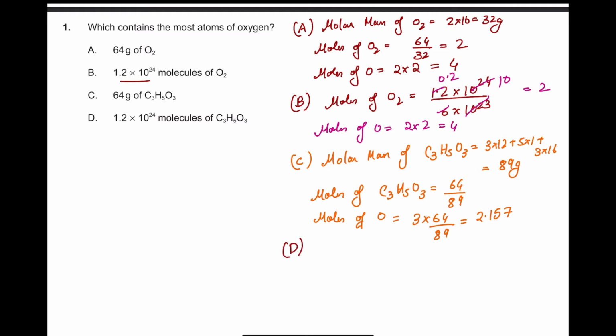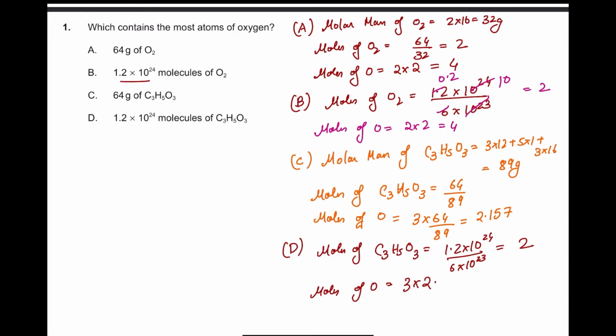Lastly, while analyzing option D, we have 1.2 times 10 to the power 24 molecules of C3H5O3. So directly moles of C3H5O3 would become 1.2 times 10 to the power 24 divided by 6 times 10 to the power 23. So it would come as 2. So moles of oxygen would be, as each molecule of C3H5O3 contains 3 atoms of oxygen, 3 times the moles of C3H5O3, so 3 times 2, that's 6.